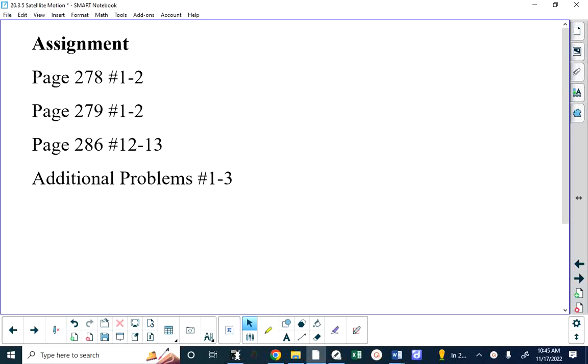What I would like to do today is go through any questions you have with them. We'll review how to analyze satellite motion by equating the net gravitational force to the acceleration of the object in a circular path.